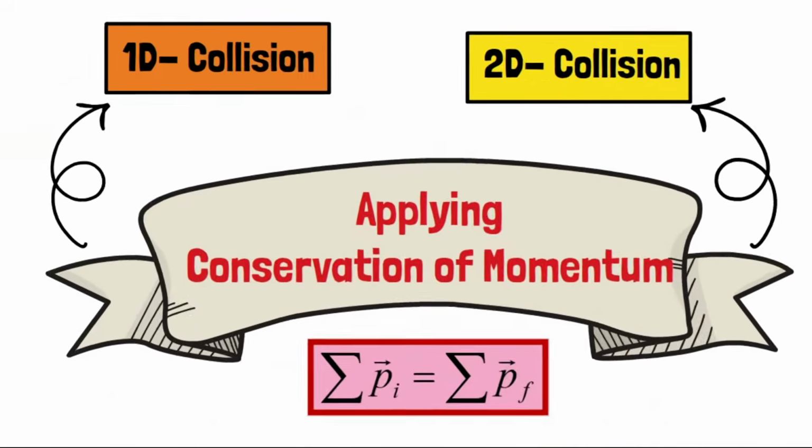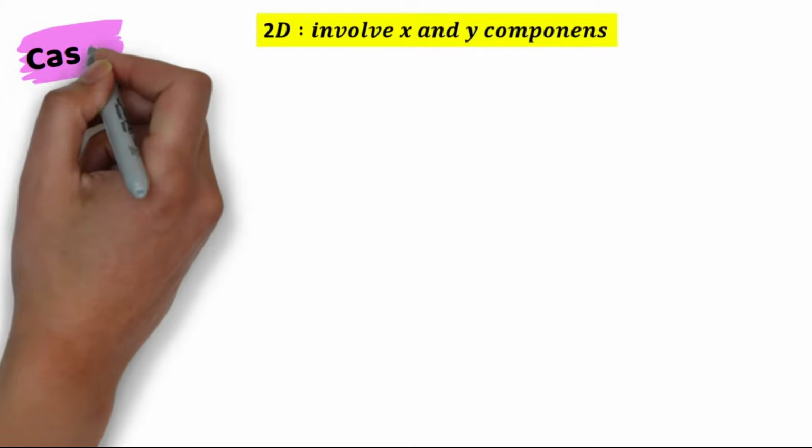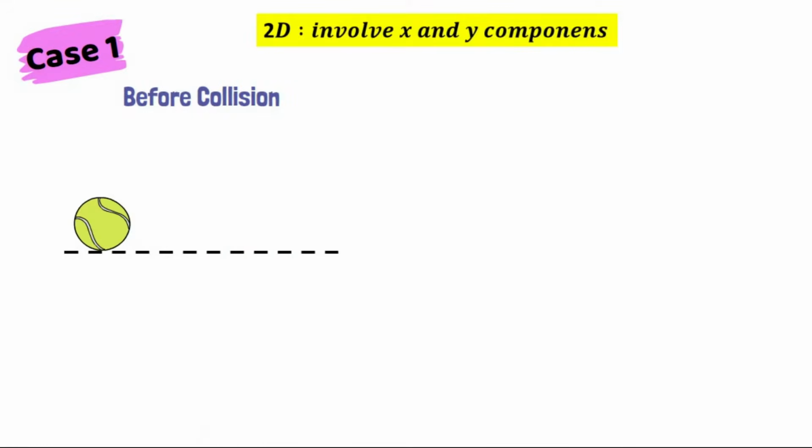So, how about 2D collision? So, 2D collision, when before and after collision, the direction of motion for both objects are involving X and Y components. Okay, so now let's look at the first case. Di mana untuk case yang pertama ini, mass 1 akan bergerak ke kanan. So, U1 must be positive value because the direction is to the right.